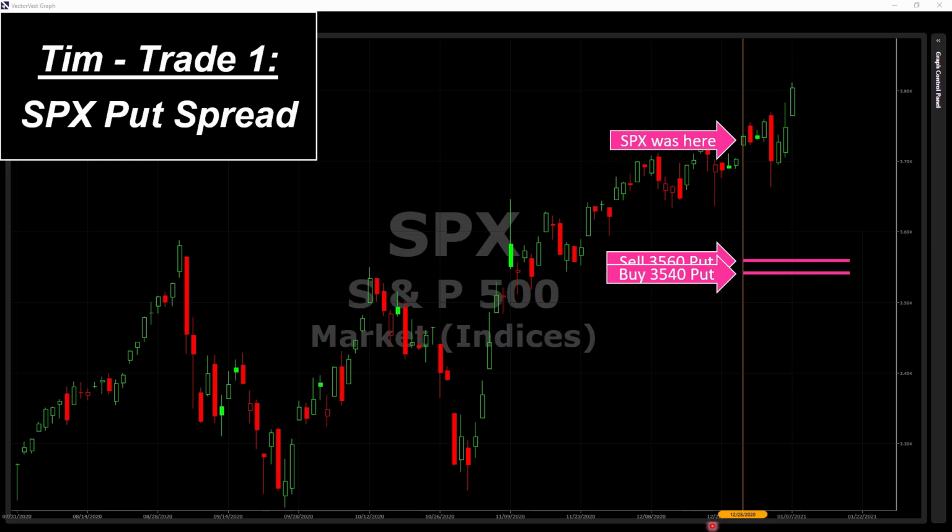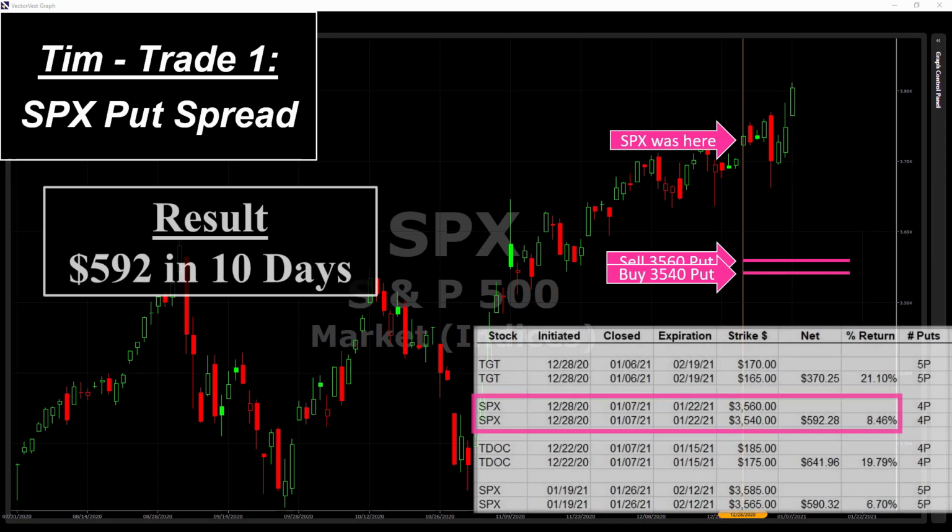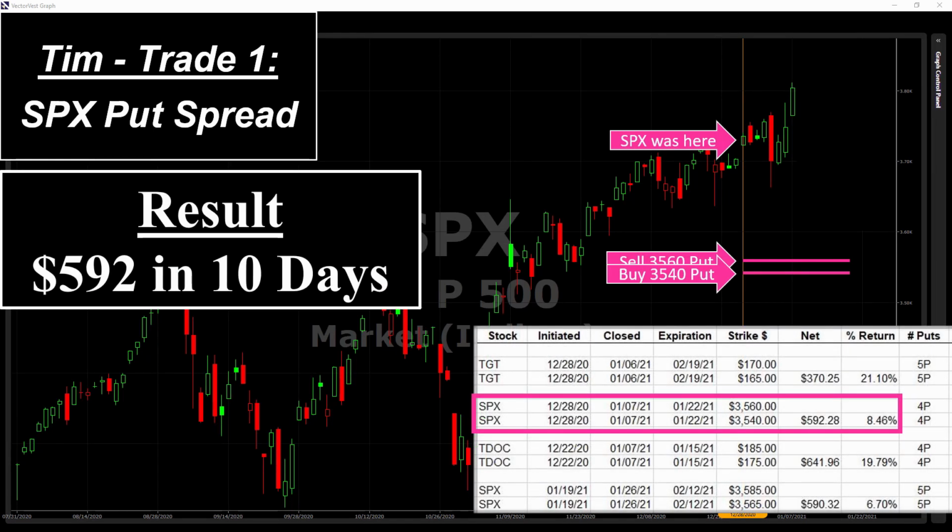After he placed his trade, you can see the S&P went down, then it went up for a couple of days, then had a huge down day. But since his spread was so far away, he didn't have to worry. Then the market rose for 3 days, and his trade hit profits. So in just 10 calendar days, he walked away with $592.